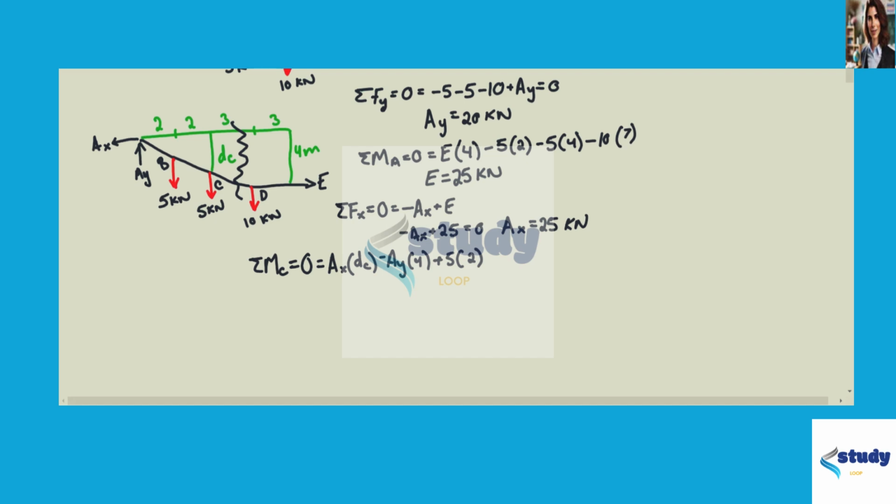So we're going to go ahead and plug in some values. So this will be 25 DC minus 80, because AY was 20, so 20 times 4 is 80. And we're going to go ahead and move 5 times 2 over to the other side, so it's negative 10. And simplifying everything and solving for DC, DC equals 5.8 meters. And this is the answer for part A.